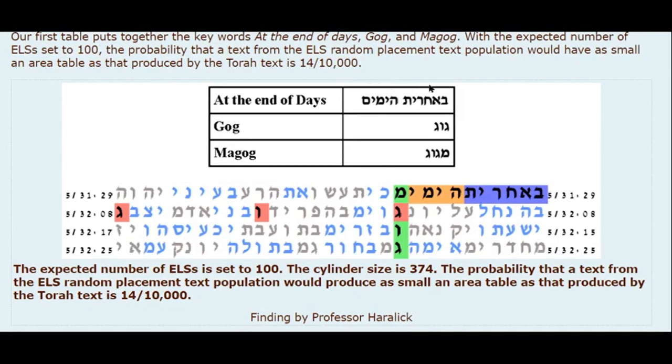So these are the statistics of this table, in which you can see V'achit hayamim, the end of days, and here we will have GOG and MAGOG. Gimel is the shared letter, GOG and MAGOG, showing the connection.